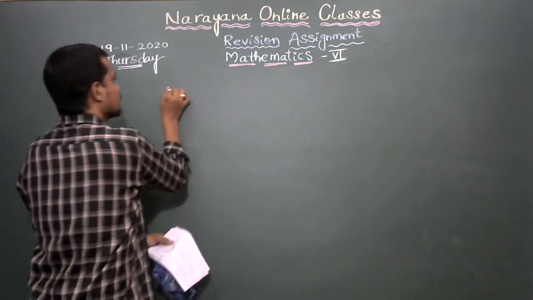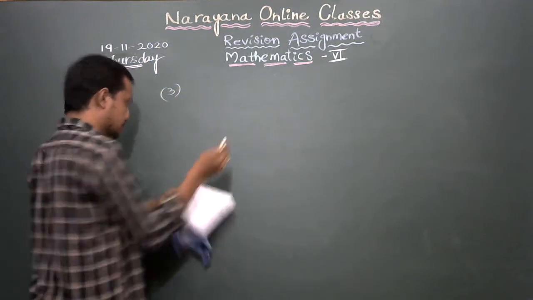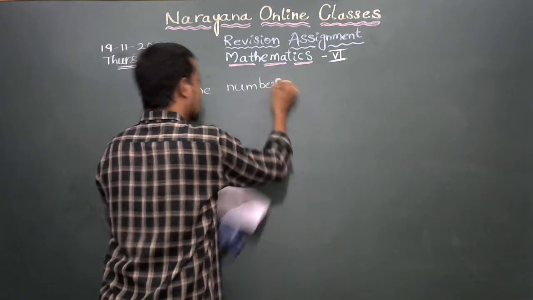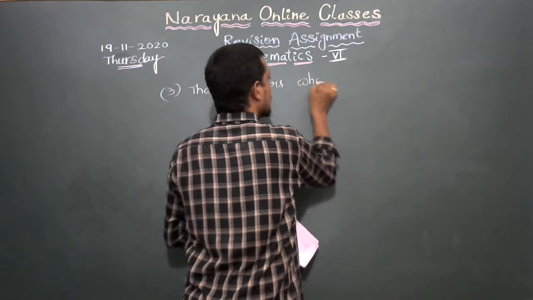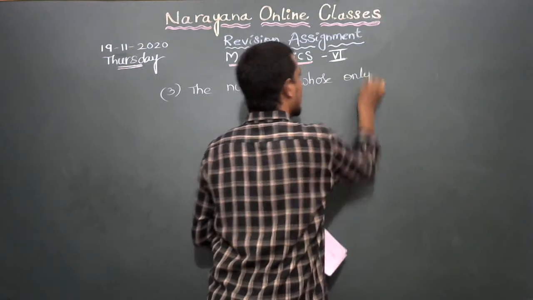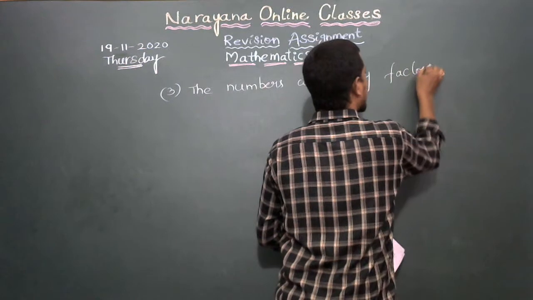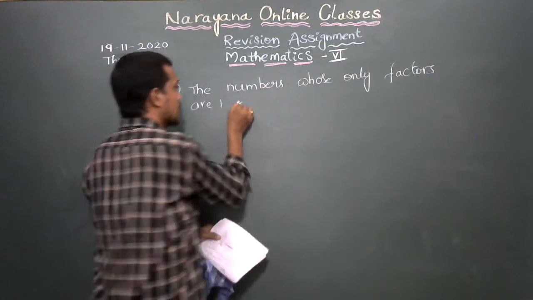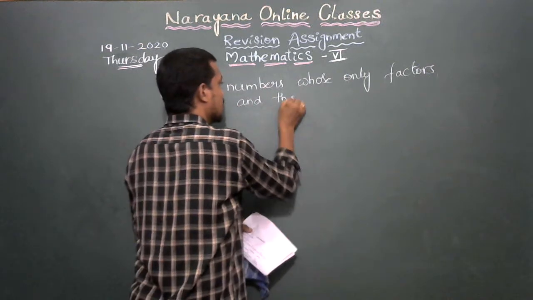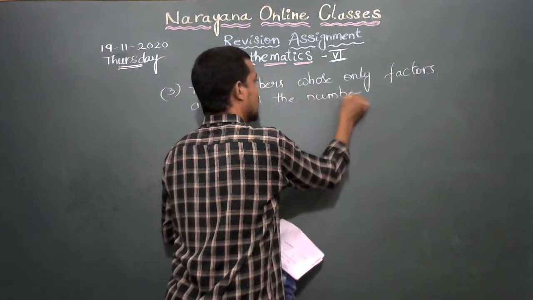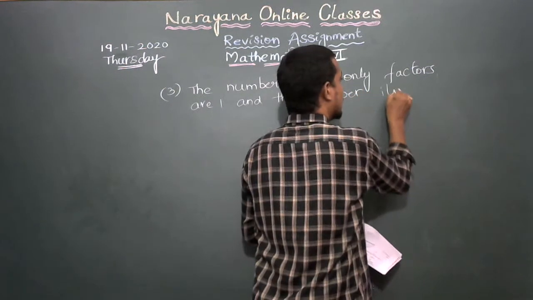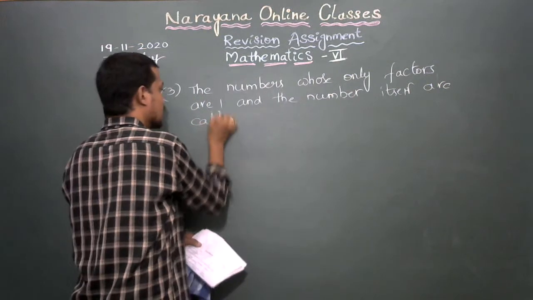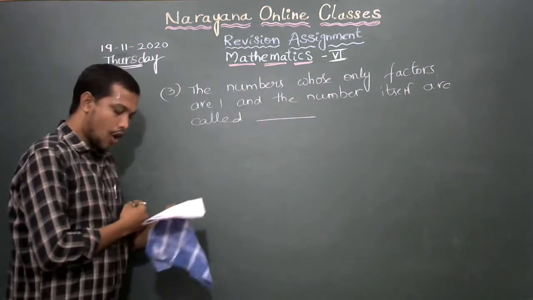Now third question. The numbers whose only two factors are 1 and the number itself are called dash.